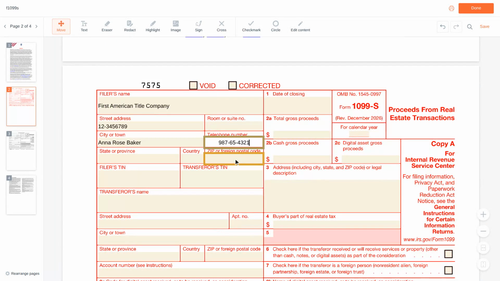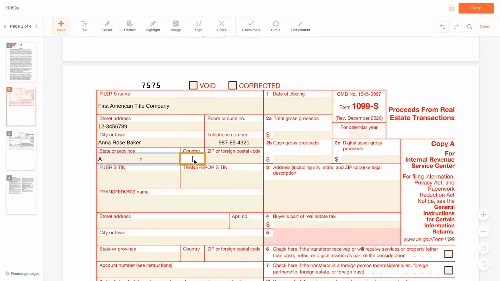Box 2 shows the gross proceeds from the sale, which is the full sales price before any deductions for expenses. Box 3 shows the date of closing. Box 4 has a checkbox for whether the buyer will use the property as a personal residence.